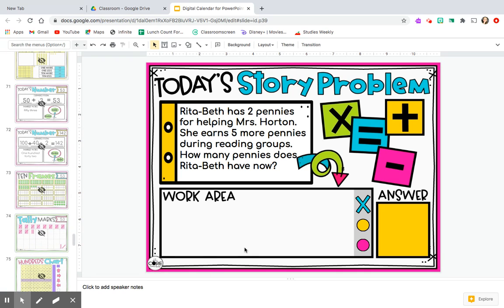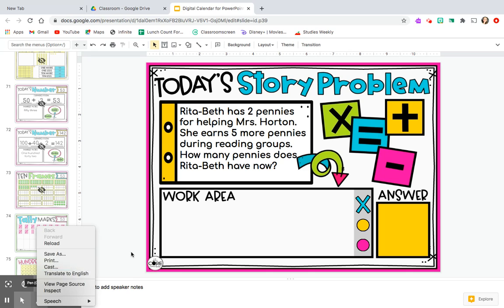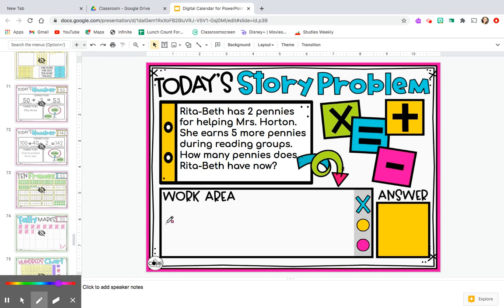Okay, so we're going to do a little story problem. We're going to use Rita Beth today. Rita Beth has 2 pennies for helping Miss Horton. She earns 5 more pennies during reading groups. How many pennies does Rita Beth have now? So she had 2 pennies, and then she earned 5 more, so we're going to add those. So 5 plus 2 will give me 7. So Rita Beth now has 7 pennies.